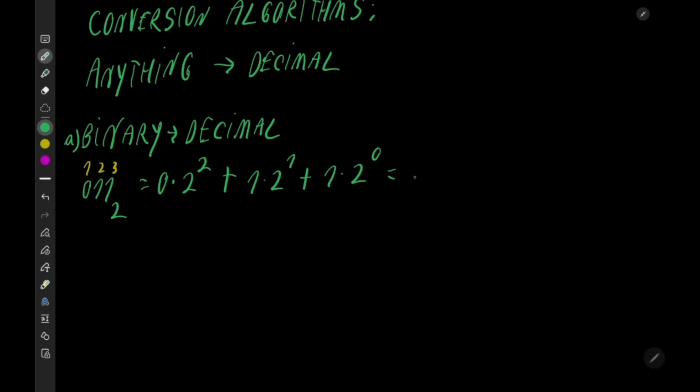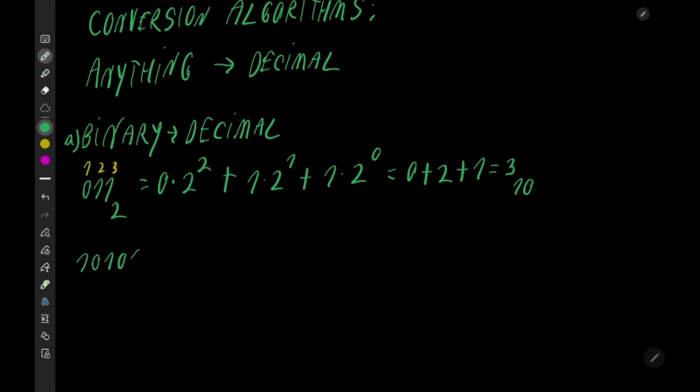Now, as we know, 0 times 2 to the power of 2 is 0. 1 times 2 to the power of 1, and 2 to the power of 1 is 2, so it's 2. And then 1 times 2 to the power of 0 is 1. So in decimal, this is 3. That's all. Now let's take a bigger one.